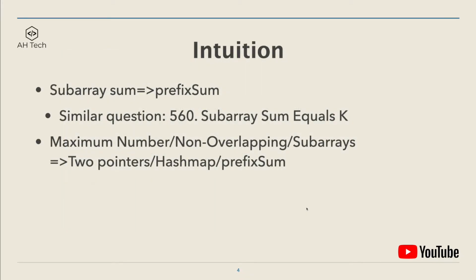And the key to solve this problem: usually for problems that calculate subarray sum, we will first think of the prefix sum algorithm. And there's a very similar question, which is 560, subarray sum equals k. But for this problem, there are more constraints, as we have to get the maximum number of subarrays, and each subarray cannot overlap. So the data structures and algorithms we have to use are two pointers, hash map, and prefix sum. And let me show you what I mean.